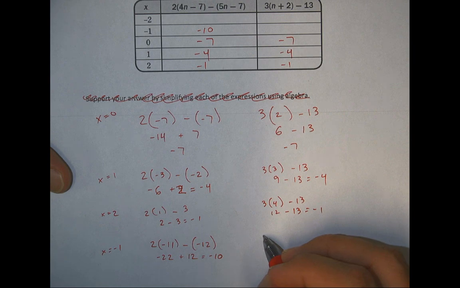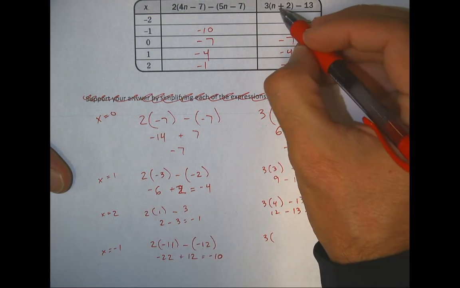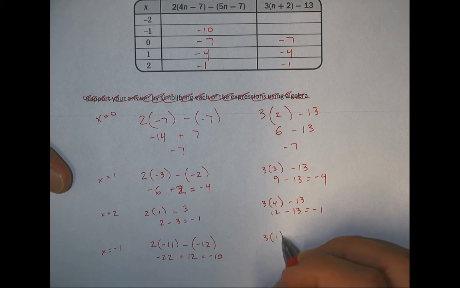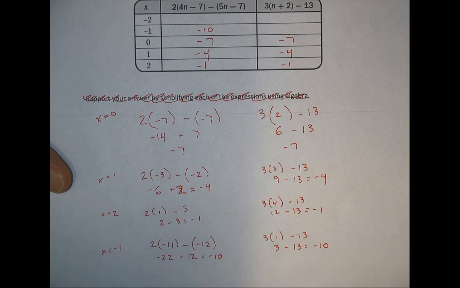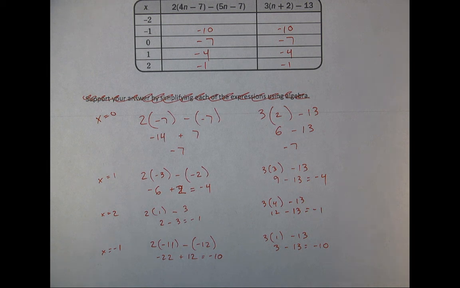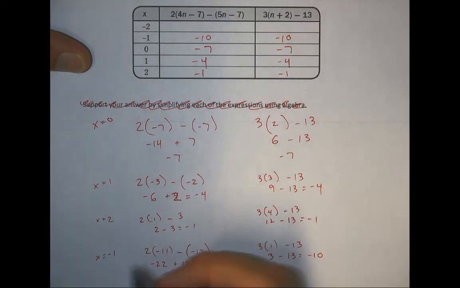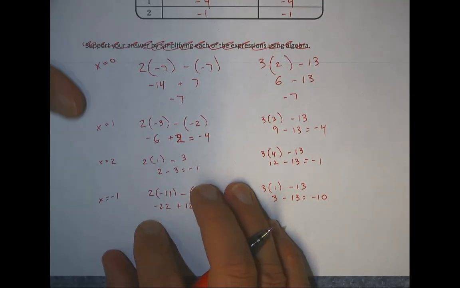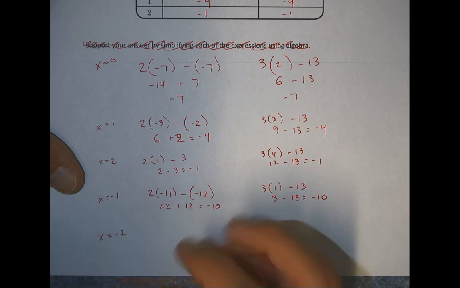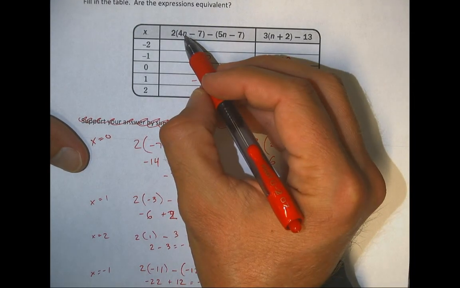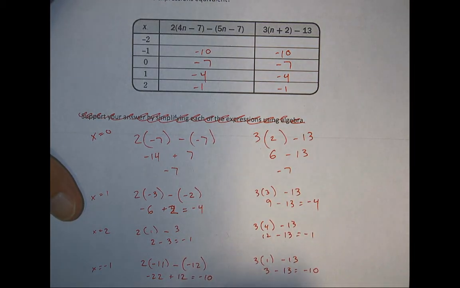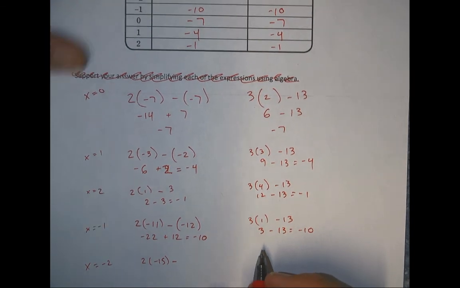So let's see what happens over here. We're plugging in negative 1. So negative 1 plus 2 is 1. Minus 13. So it's 3 minus 13. And sure enough, that's also negative 10. So if I was just doing this myself, I'd probably stop there and say, yeah, these are equivalent. But we were given a table, so we're going to finish it out here. So I'm going to just slide this down a little bit. We're plugging in x equals -2. So 4 times -2 is -8 minus 7, it's -15. Looks like this.